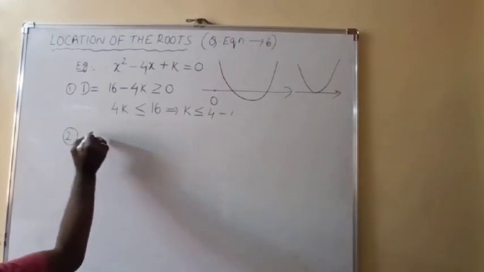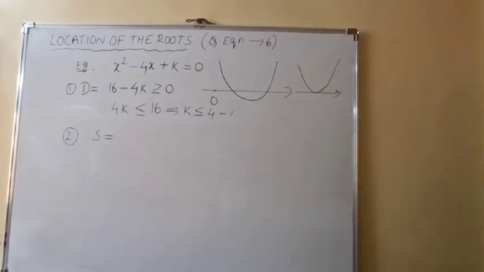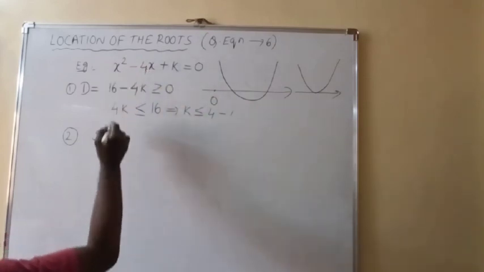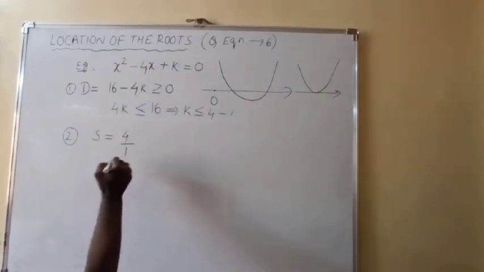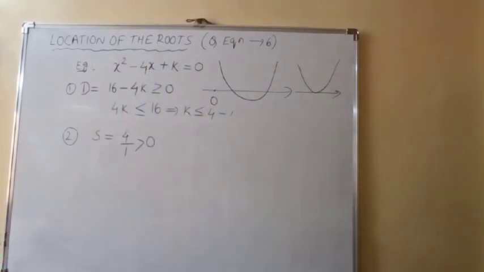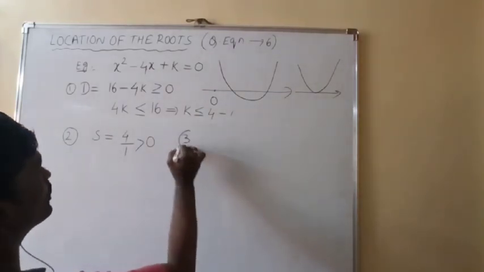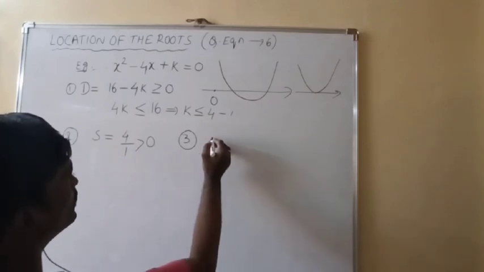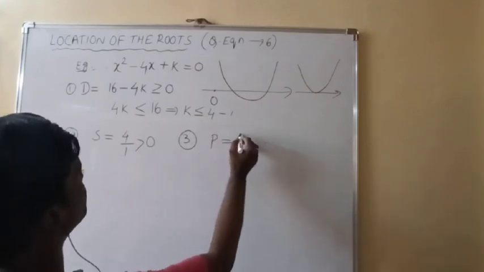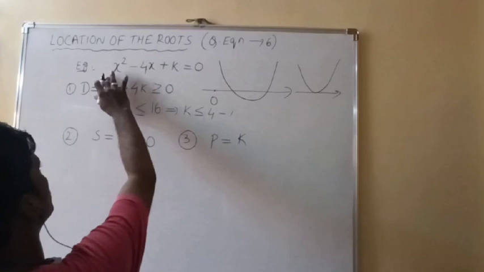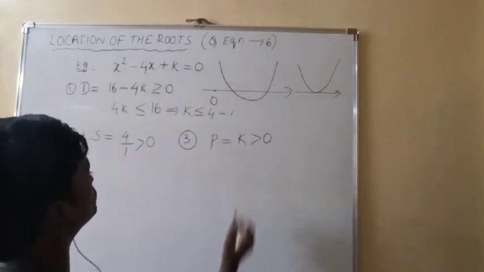What is the second condition? The sum of the roots must be positive. So what is the sum of the roots? Minus b by a. What will you get? 4 by 1. It is positive, so this is always true. Third one, the product of the roots must be positive. So what is the product of the roots here? c by a, k by 1, is positive.